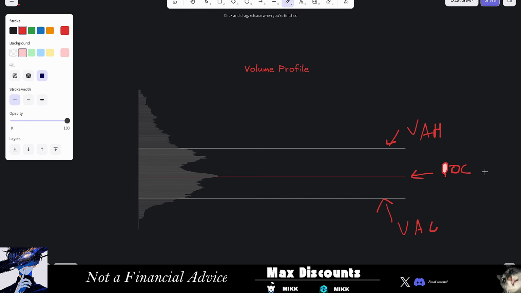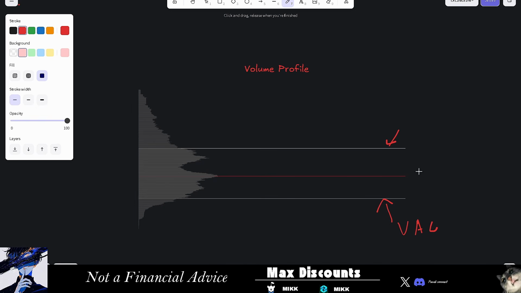Now, value area low and value area high mean that 70%, or 68%, of the volume of that trading range is in this zone, and the zone high is the value area high, and the zone low is the value area low. I repeat, 70% or 68% of the volume of the trading range is inside that value area high and value area low. And the most volume of that range was at the POC. Now, this is the basics of volume profile.